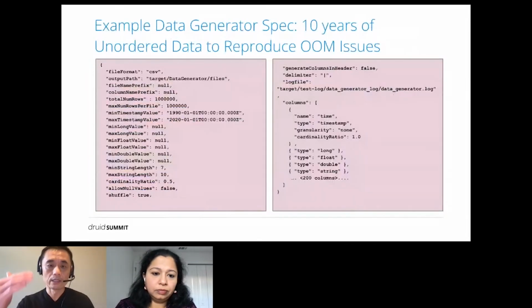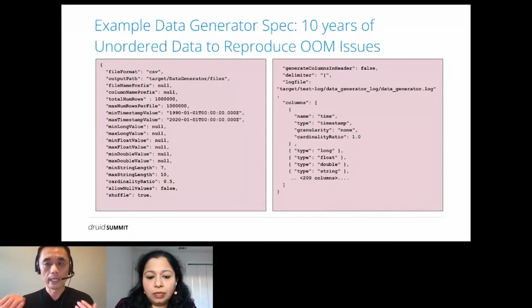So here is an example of a spec you can give to the data generator. As you can see, there are a lot of things that are configurable. And this is a real life spec that we used to generate 10 years of unsorted data. I think it's 1 million rows.